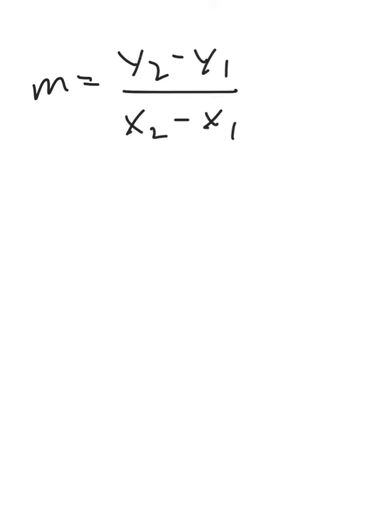Okay, so today we're once again going to be solving for the slope given 2 points using our previously known formula, m, or the slope, equals y2 minus y1 over x2 minus x1. All right.